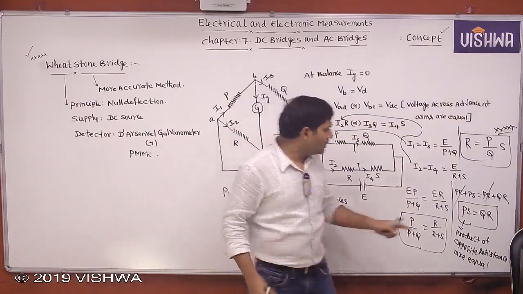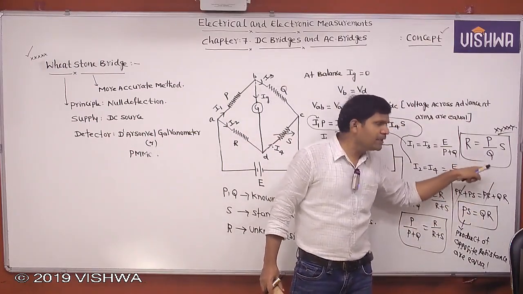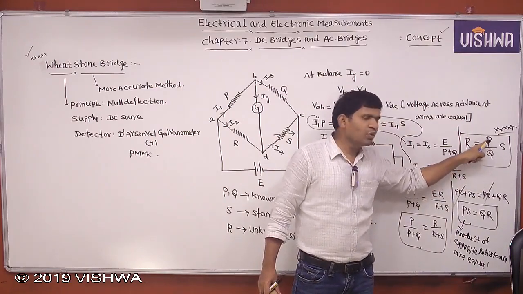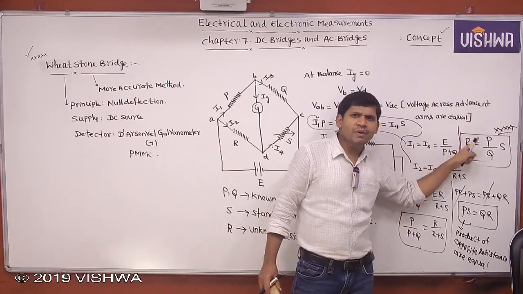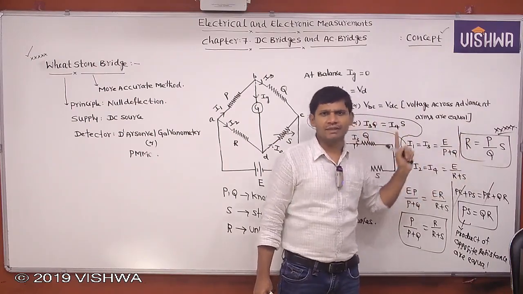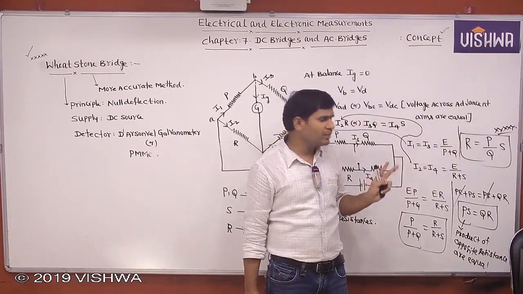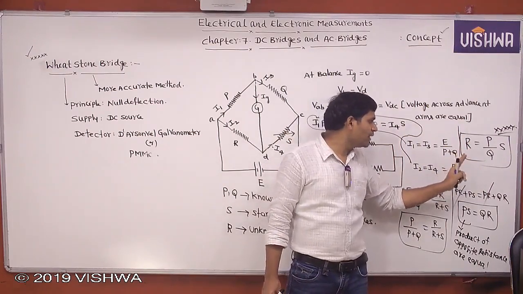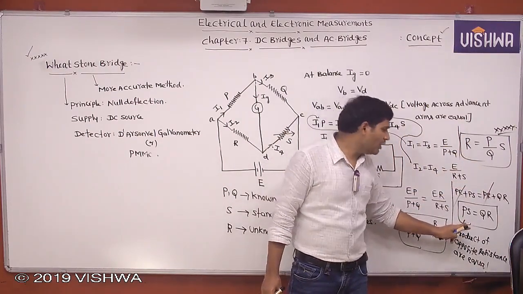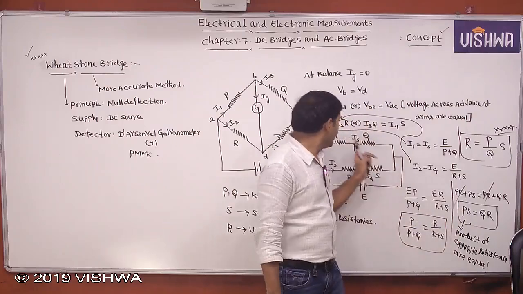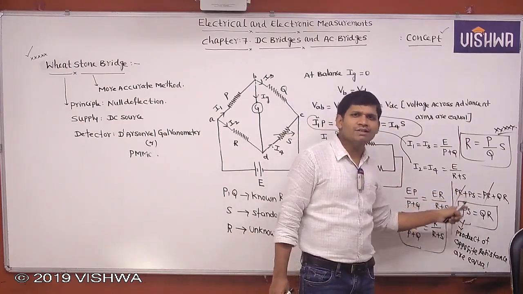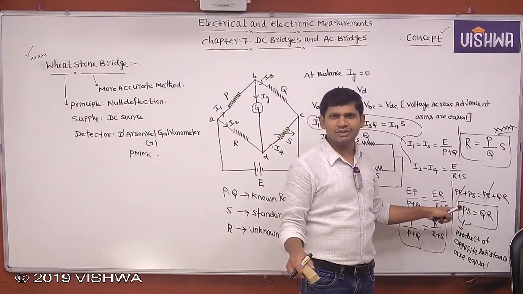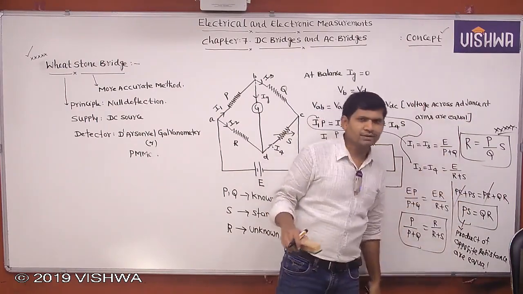Clear? Now from this I am calculating R equal to P by Q into S. This is the ratio arm resistance. This is a measurement of unknown resistance by using the Wheatstone bridge. It is a more accurate method. Therefore, R equal to P by Q into S. Understood? What do you mean by PS equal to QR? Product of opposite resistances. All these are the conditions at which condition? Balance condition. Clear? Note down. Quick.